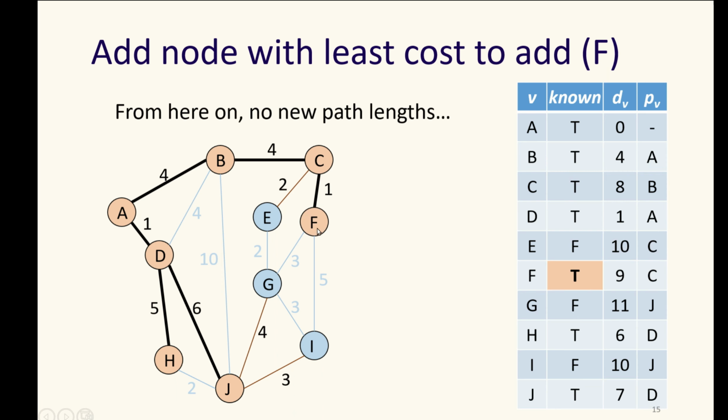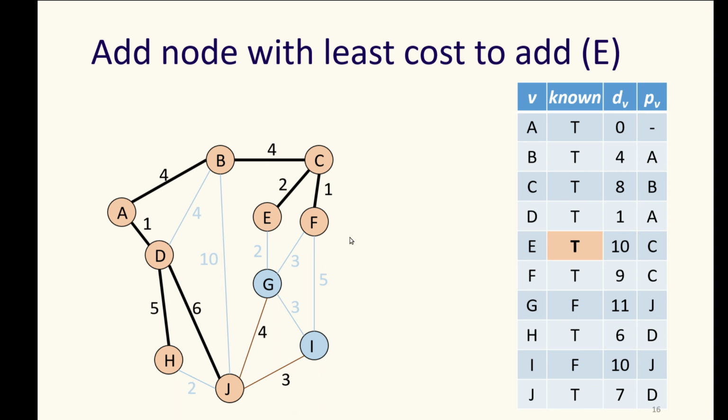We evaluate F, which gives us no new values because its costs to anywhere are more expensive than the costs we've already seen. We evaluate E, and again, no new values for I and for G. And now we've evaluated every node in the graph. And you can see we have a value for each node. That is the cost of a path to follow to get to that node from A.